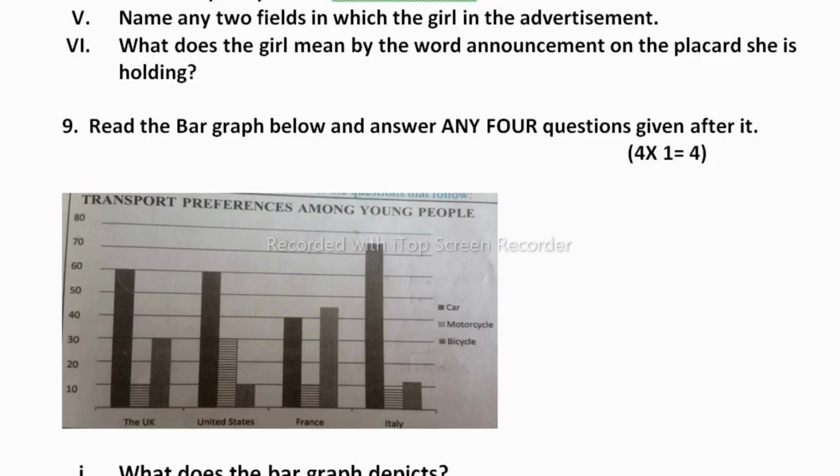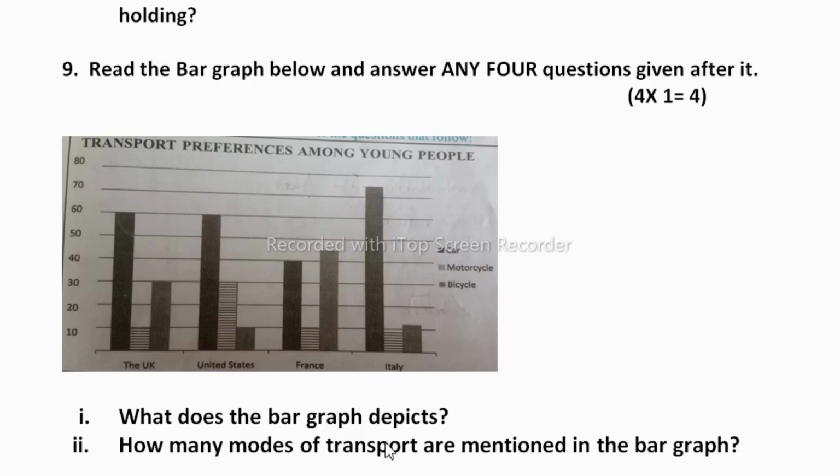Here also you have to do the same as we did in the poster. You have to look at this one. What does the bar graph depict? So you can see the answer here: transport preferences among young people. That only you have to write, the heading or title that is there. Now the next question: how many modes of transport are mentioned in the bar graph? As you can see, there are 3 modes of transport: car, motorcycle and bicycle. So you have to write simply 3 there.